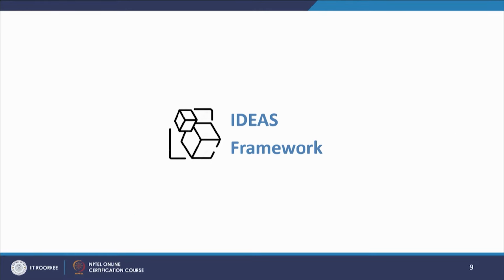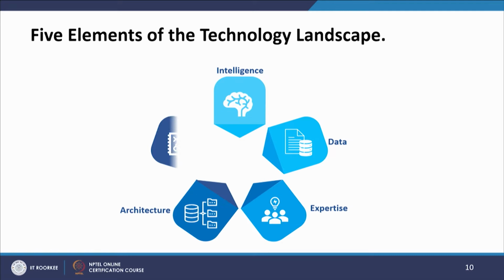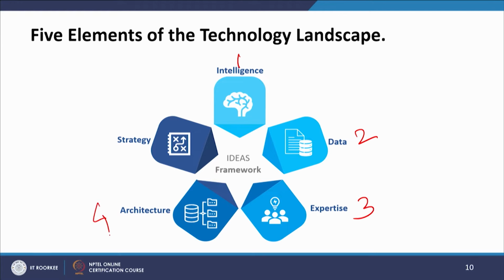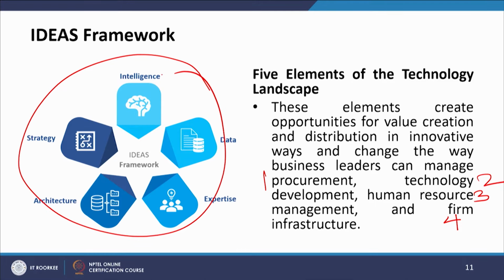So, now let us look at the IDEAS framework. The 5 elements of the technology landscape are: one is intelligence, the second is data, the third is expertise, the fourth is architecture, and the fifth is strategy, and together they form this IDEAS framework. Now, these elements create opportunities for value creation and distribution in innovative ways and change the way business leaders can manage procurement, technology development, human resource management, and firm infrastructure. So, these 5 elements will help the leaders in managing these.